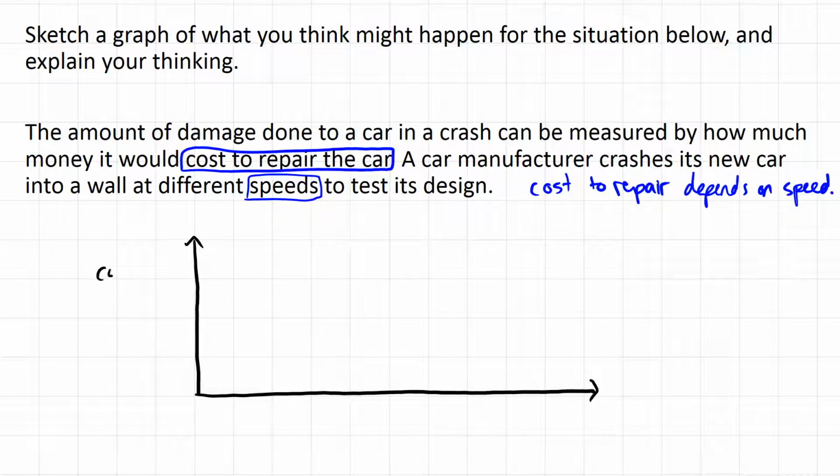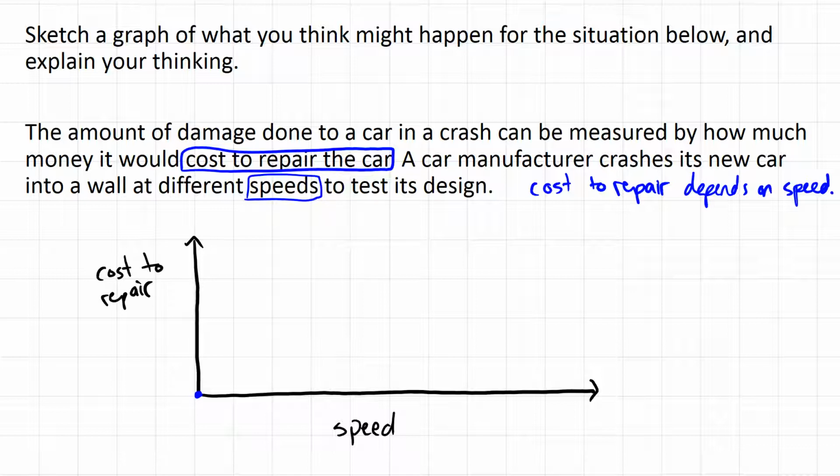So the cost to repair goes on my y-axis because it's the dependent one, and speed is my x-axis because that's done independently. So how much is it going to cost to repair the car? Well, there's no accident to happen if the speed is 0. So we would expect that if the speed is 0, there's no crash, there's no cost to repair.